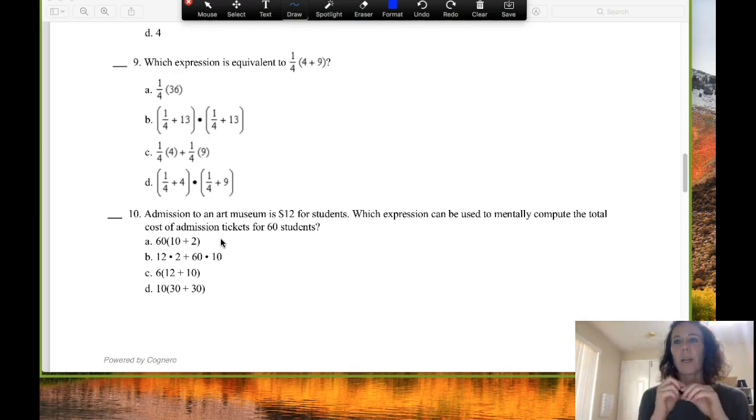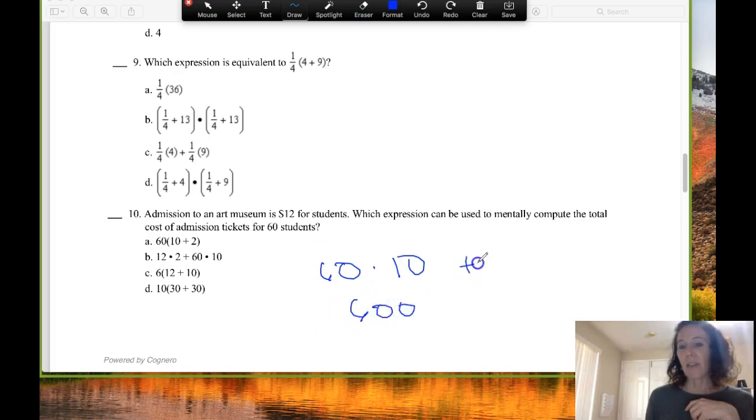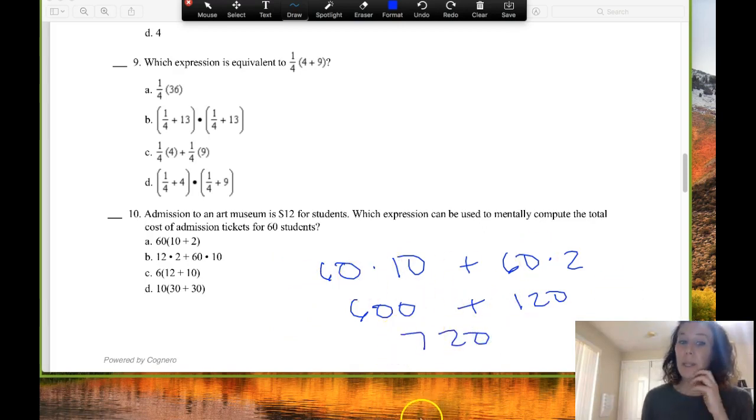Now, distributive property-wise, you could have done this. Well, I've got 60 students. Easy thing to do is 6 times 10, right? Because if I do 60 times 10, I know that's 600. And then I also add on 60 times 2 more dollars. Well, 6 times 2 is 12, and add a 0, that's 120. So then I could add these. Well, 600 plus 120 is 720. That's another way to mentally do it.